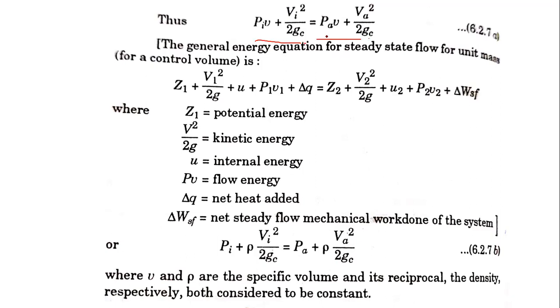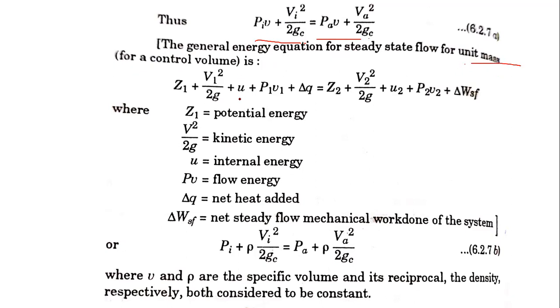Vi is equal to Va square. So after this we are getting the general energy equation for the steady state only, not the simple state. We are creating an equation at steady state, and we are considering unit mass, M equal to 1 unit mass for a control volume.